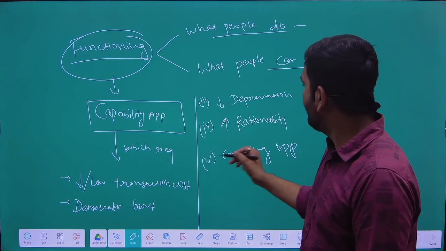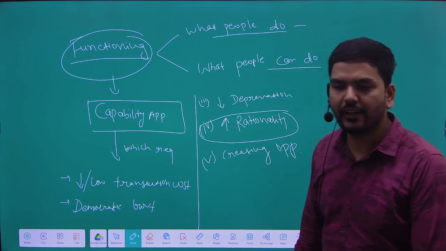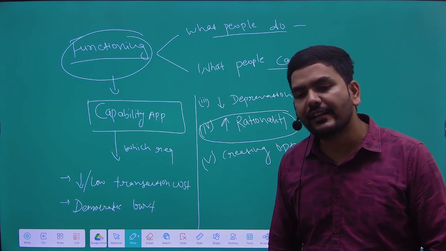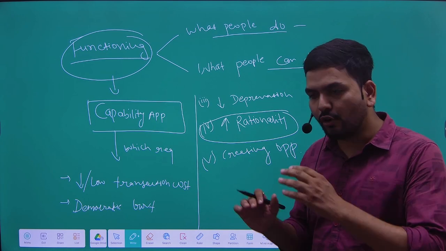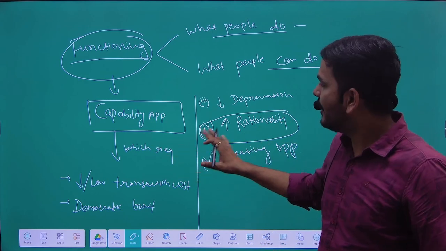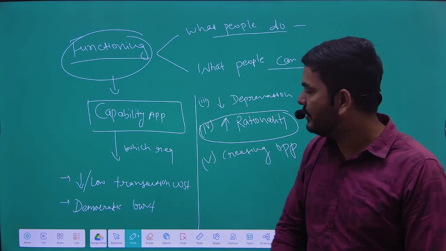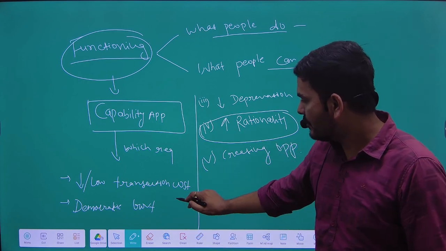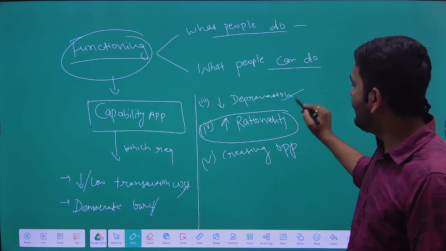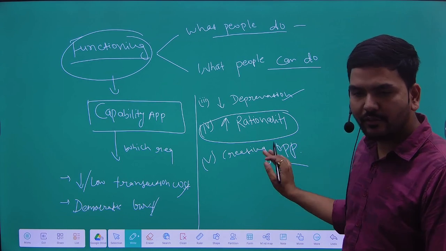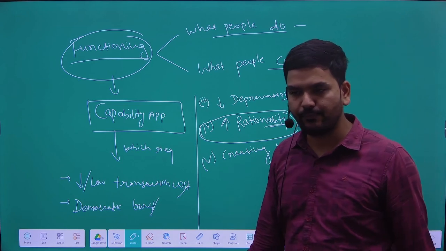So only one thing that we added here is that rationality is required. And how would the rationality come? Now your chapter talks about all these factors from where rationality would come and then moves to the capability approach directly. They don't talk about these things, but you need to understand this. We talked about low transaction cost, democratic government, deprivation, creating opportunity. All these things are covered for you. Now rationality. What is rationality?